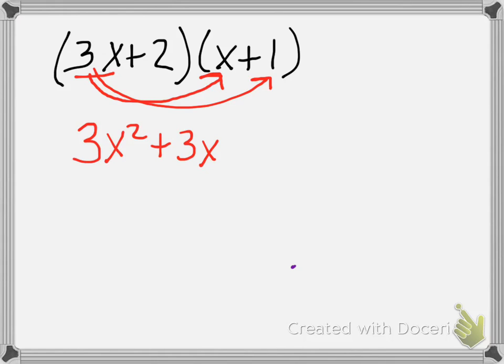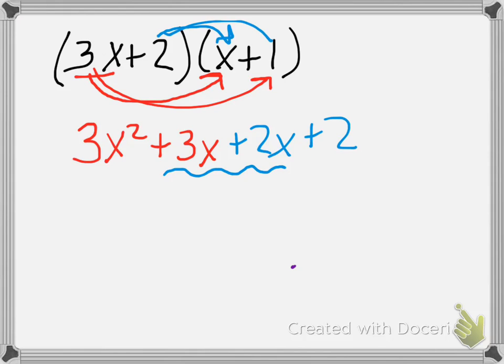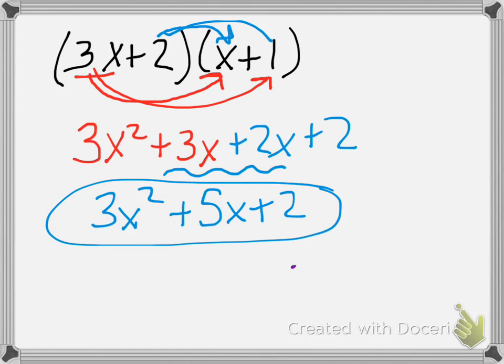Should have changed colors there. I'll just do it for the next one. And then the 3x is finished. Now you need to finish the 2, and you need to distribute it through. So 2 times x is 2x, and 2 times 1 is 2. And again, you can see that these middle terms then combine. So 3x squared plus 5x plus 2. And that's my final answer.